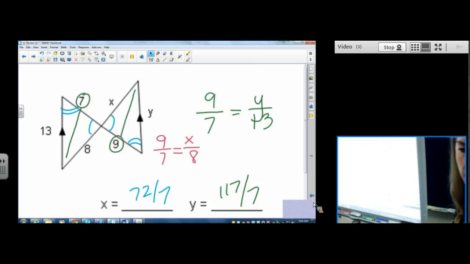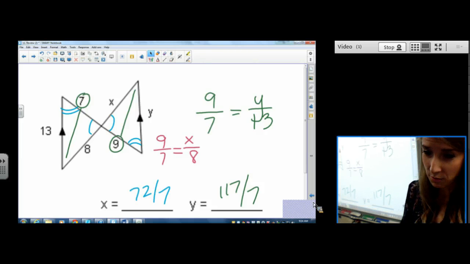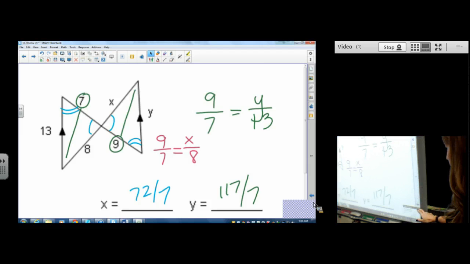But you know that we do that a lot. Please do not put your answer as a decimal. We accept fractions on this. Fractions. Improper fractions to be exact.